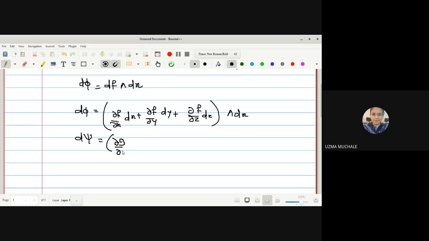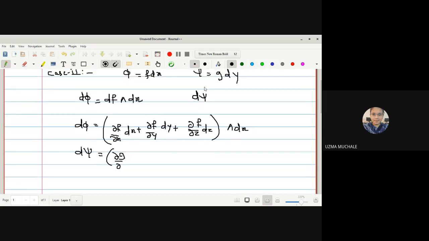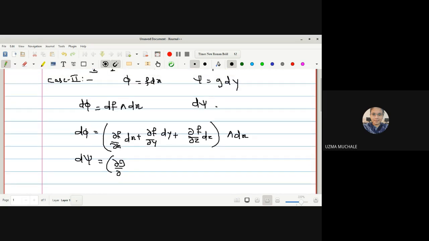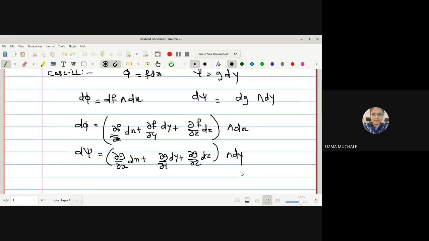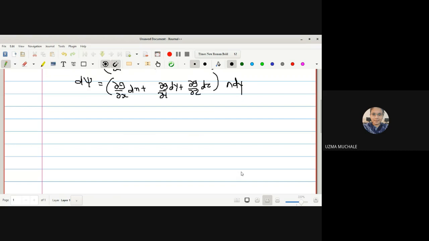First we'll write down here d psi. What is your psi? It is g dy. So what is d psi? dg wedge product with dy. Okay, so let me write down what dg is: dou g by dou x dx plus dou g by dou y dy plus dou g by dou z dz, wedge product with dy.